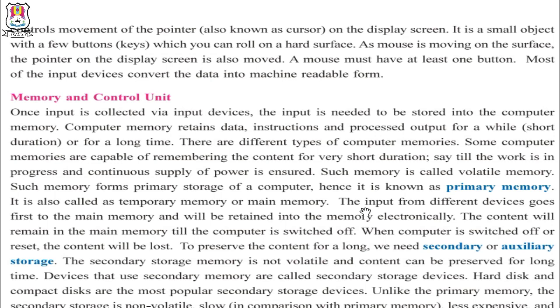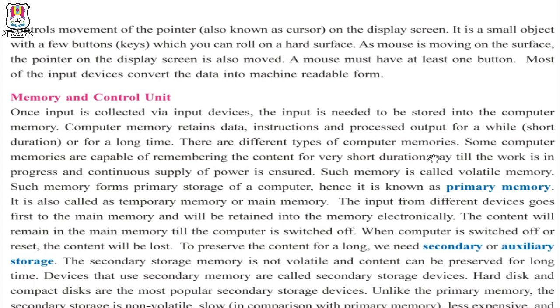Such memory forms the primary part of a computer, hence it is known as primary memory. It is also called temporary memory or main memory. The input from different devices goes first to the main memory and will be retained in the memory electronically.